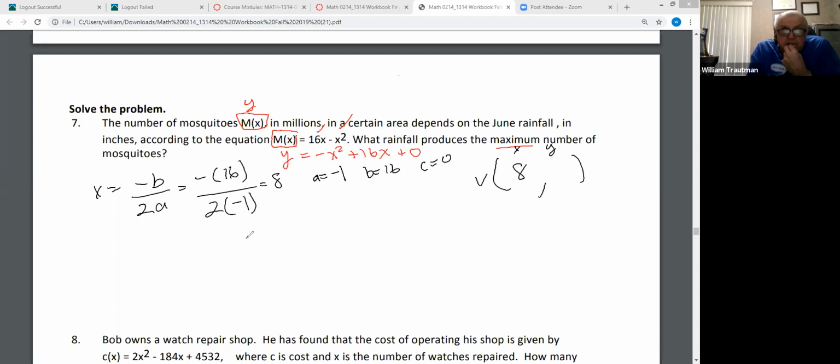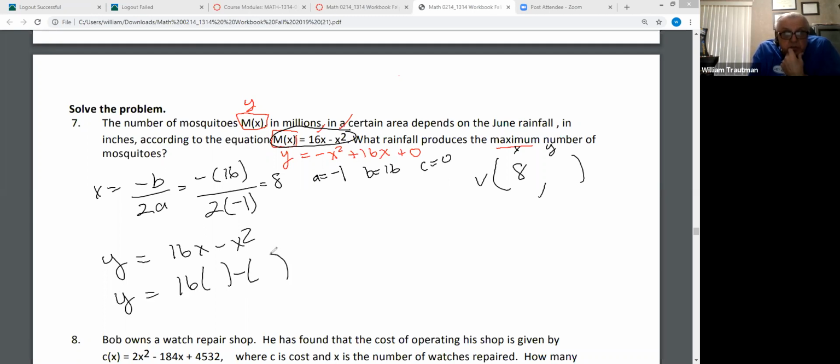Now I want to find the y part. For the y part, we just plug the x value into the equation, same like we did above. The x value is 8, so I'm plugging 8 into the equation. I put that in my calculator, 16 times 8, and I get 64.